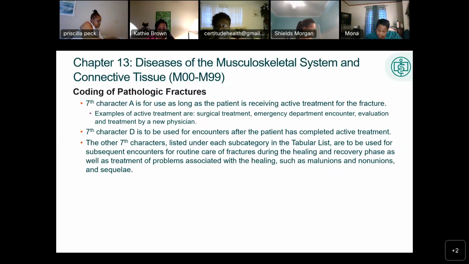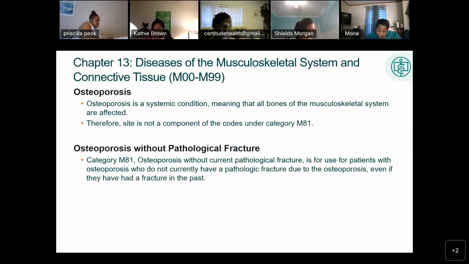So, fractures is one thing. It talks again about osteoporosis and what it is. That is a systemic condition that is caused due to a lack of calcium in the body, which tends to happen to women as we get older and go through menopause. And osteoporosis can be either with or without a pathological fracture. So again, you'll just have to pay attention to the type of fracture that you're coding.